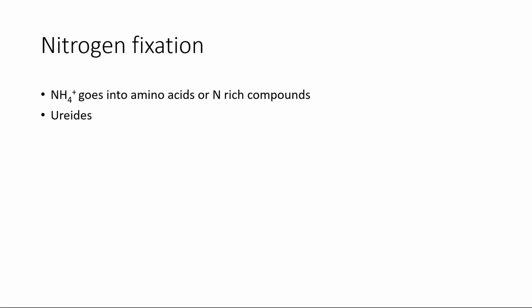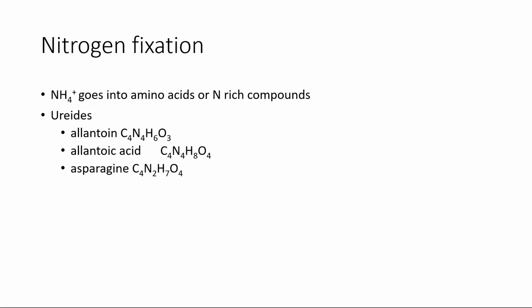We also have the formation of ureides. Ureides are one of the materials that are considered to be these nitrogen-rich compounds. Ureides would look like this. They include allantoin, allantoic acid, and asparagine. Asparagine is a type of amino acid. When we look at these, you can see that they've got high levels of ammonia relative to the amount of carbon. Then these can be transmitted around and they can go to various places within the plant body.